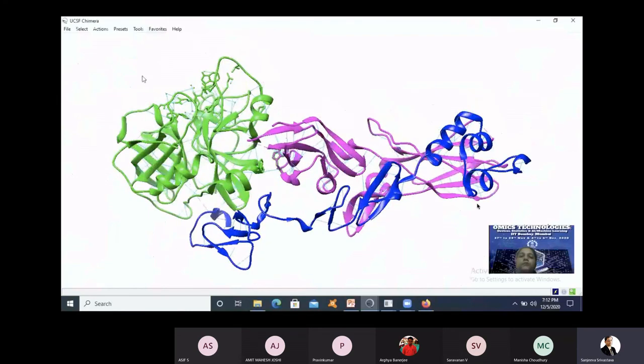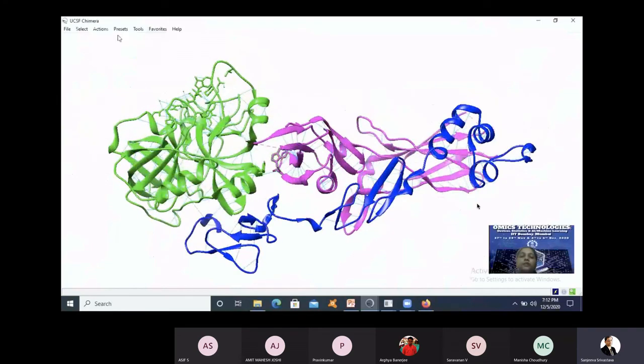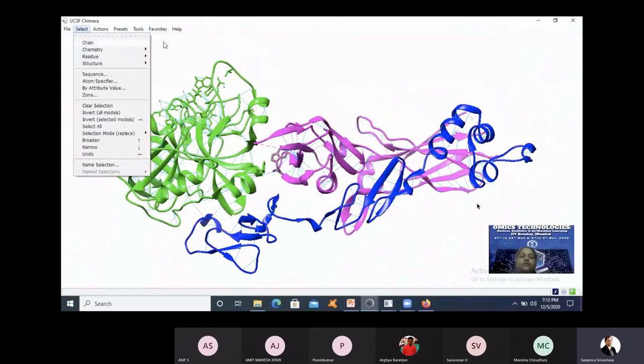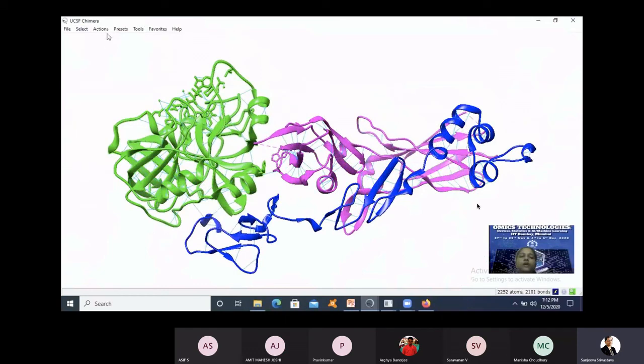So this is one thing. And the second thing that we can do here is, suppose I select this particular chain, the heavy chain, and I want it to look not like a ribbon but as a surface, I'll just say show.